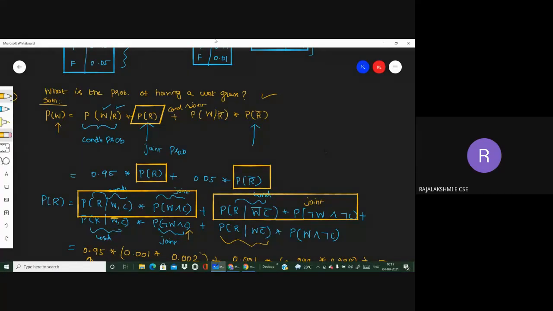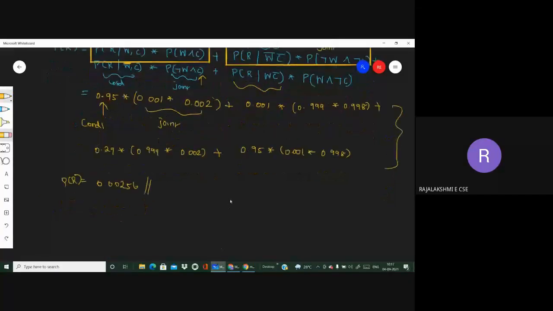What is the probability for not getting rain? Come on, tell me. 0.99748. Probability of not getting rain can be given like this: it is 1 minus 0.00252. What is the answer? 0.99748. Yes, 748 comes. Okay, 0.00252.